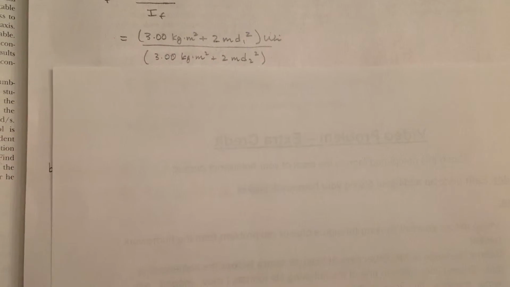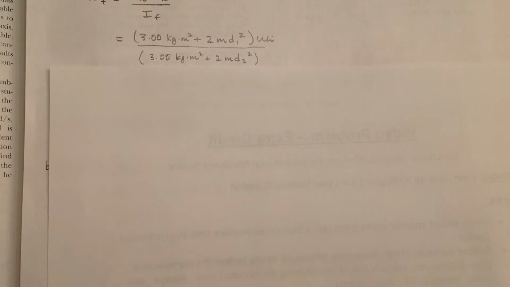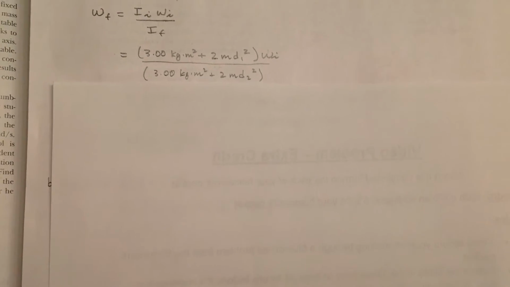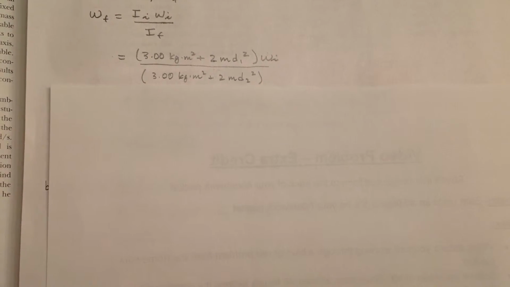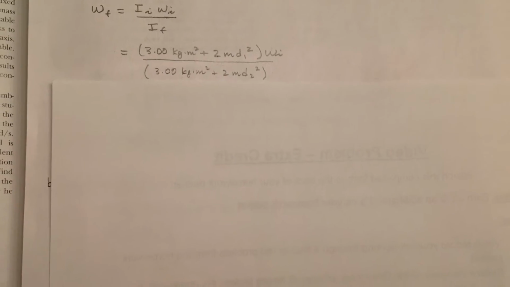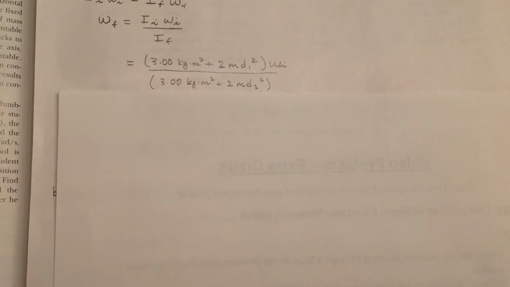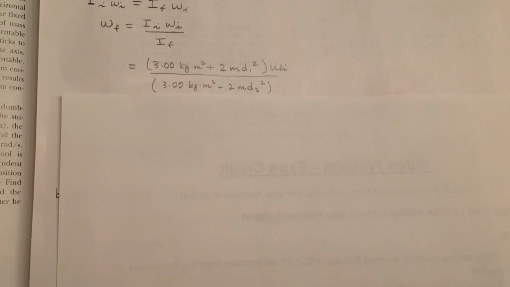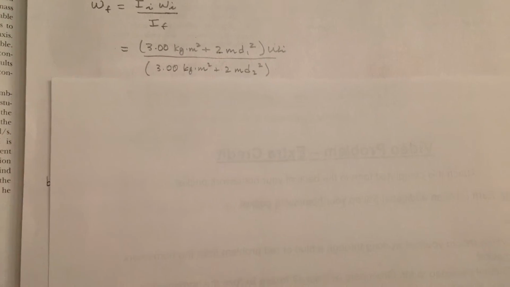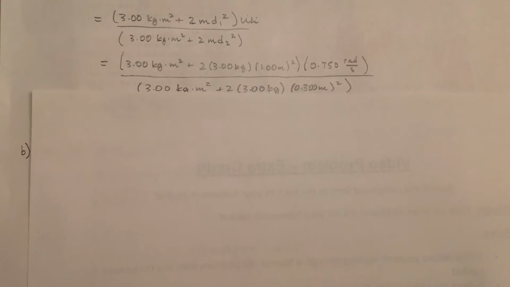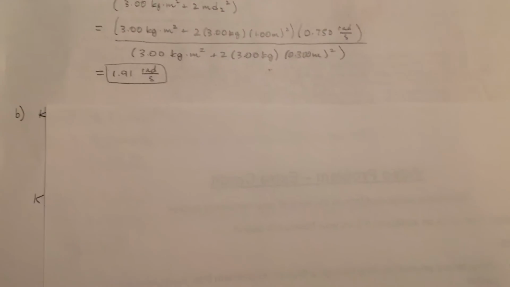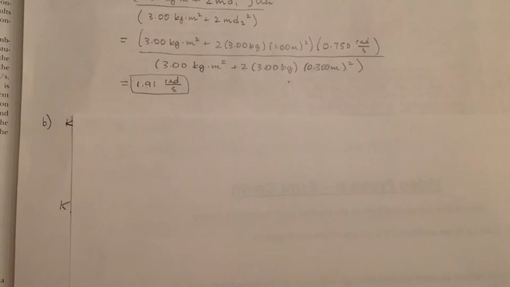And the final moment of inertia, like the initial moment of inertia, is 3.00 kilograms times meters squared, plus, due to the parallel axis theorem, 2 times the mass of the dumbbells, this time a distance d2 squared. So, you plug in your numbers, and hopefully you get 1.91 radians per second.